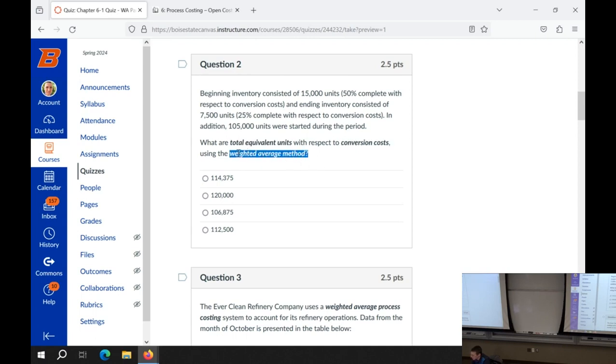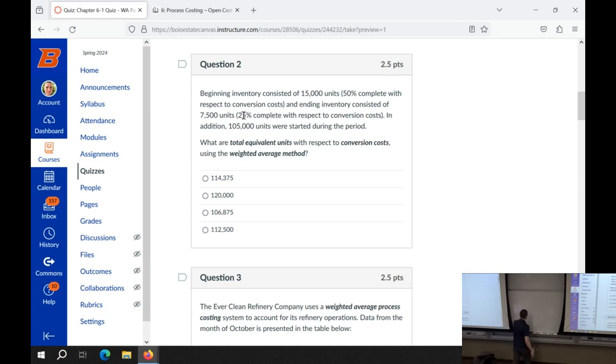And all the ones in succession will say weighted average method. They should. If they do not, or if it's not clear that we're using the weighted average method, either assume that or let me know and I can fix it, move the question over to the FIFO stuff. It should be just that. So we're looking for TEU with respect to conversion costs. Good, we got conversion cost numbers.